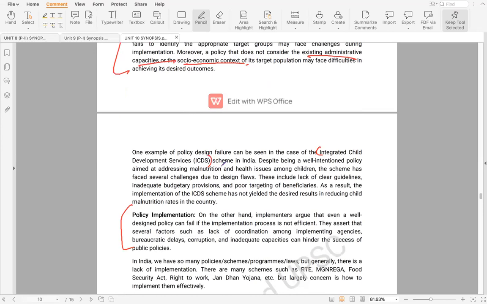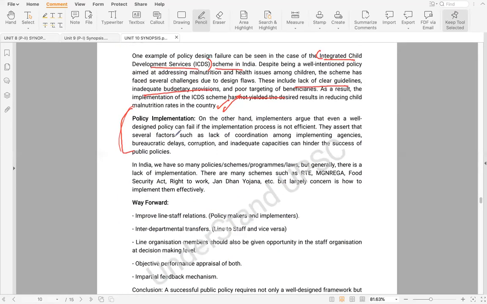the Integrated Child Development Services Scheme in India, despite being a well-intentioned policy aimed at addressing malnutrition and health issues among children, has faced several challenges due to its policy design flaws. For instance, they include lack of clear guidelines, inadequate budgetary provisions, poor targeting of beneficiaries. As a result, the implementation has not yielded the desired results. Now we talk about implementation. On the other hand, implementers argue that even a well-designed policy can fail if the implementation process is not efficient.